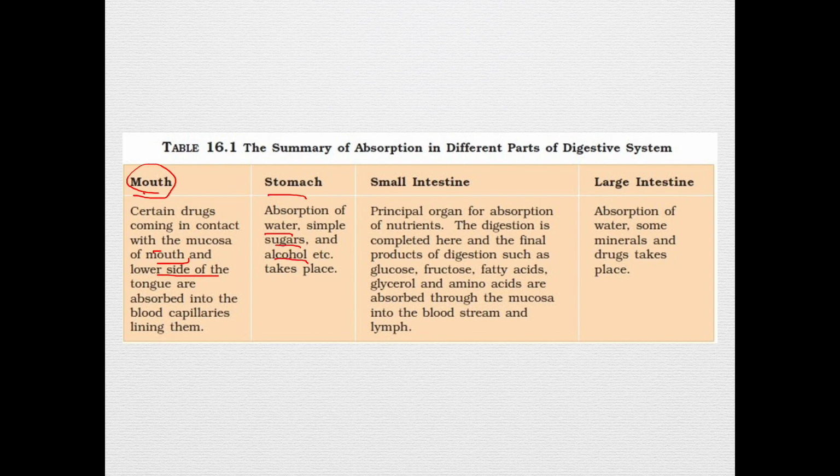Small intestine is the principal organ for absorption of nutrients. The digestion is also completed here, and the final products of digestion such as glucose, fructose, fatty acids and glycerol, and amino acids are absorbed through the mucosa into the bloodstream and the lymph. And finally, large intestine serves as an absorption site of water, some minerals, and major drugs.